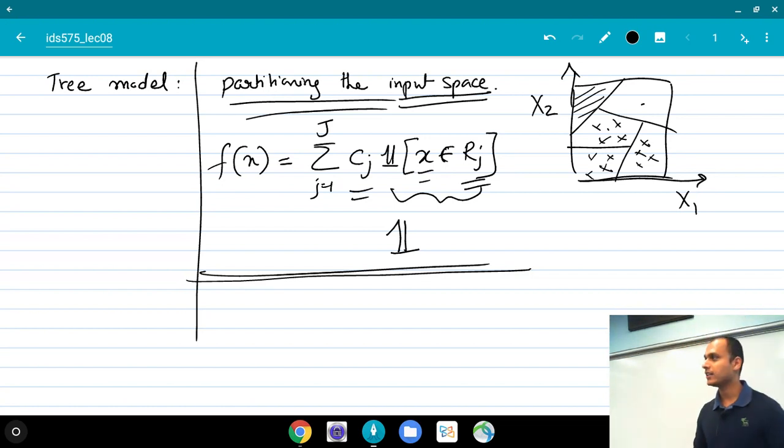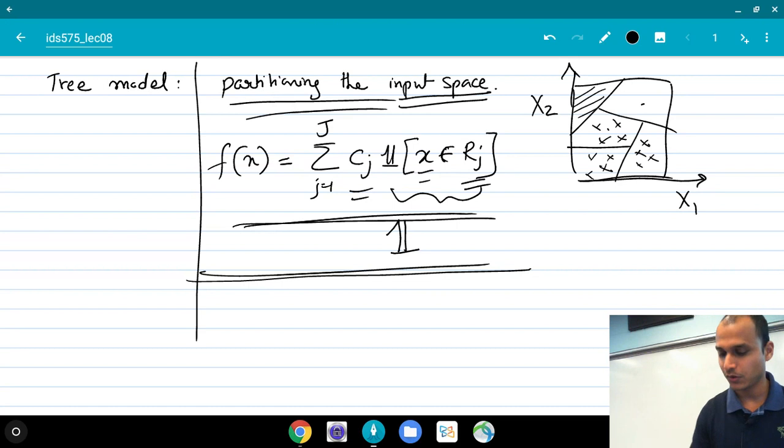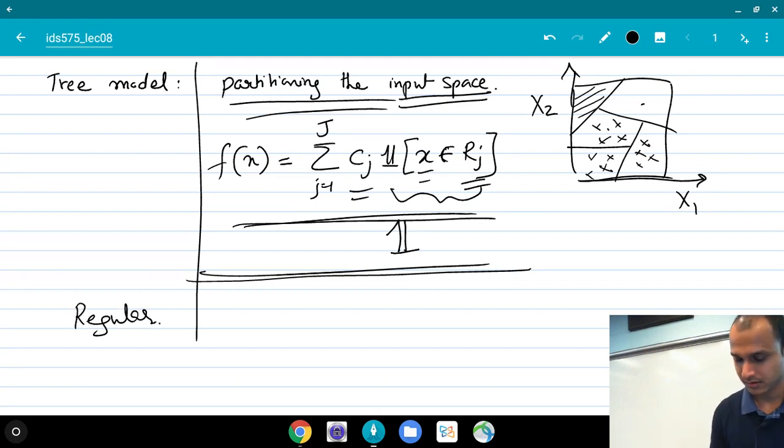Now tree models are essentially the same as this. If somebody asks you to write the expression for a tree model, f of x, it's just going to be the same thing as this, where the regions are going to be regular. Regular in the sense that you will see the partition boundaries as being aligned with one of the axes.